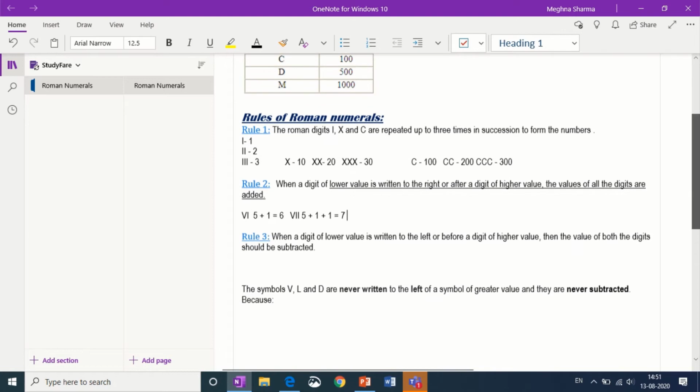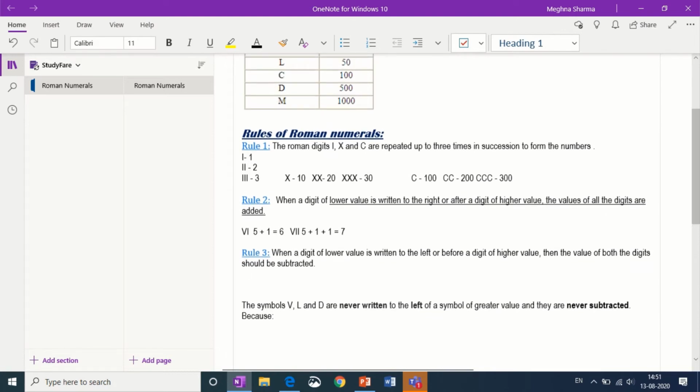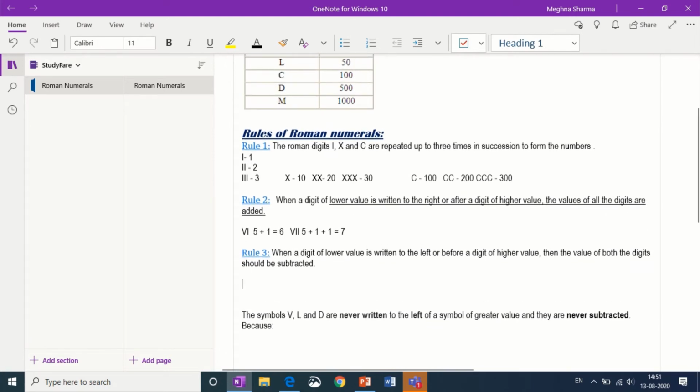Now let's look into the third rule. This also is very important to remember. This rule and the previous one are interconnected, because here we cannot use more than 3. For that we use this rule for making 4, 40 and 400. All this we do using this rule.